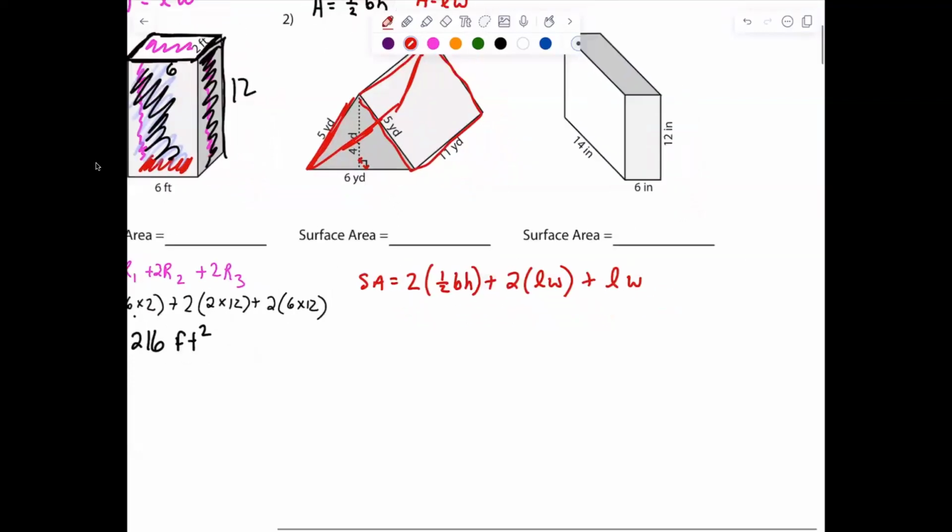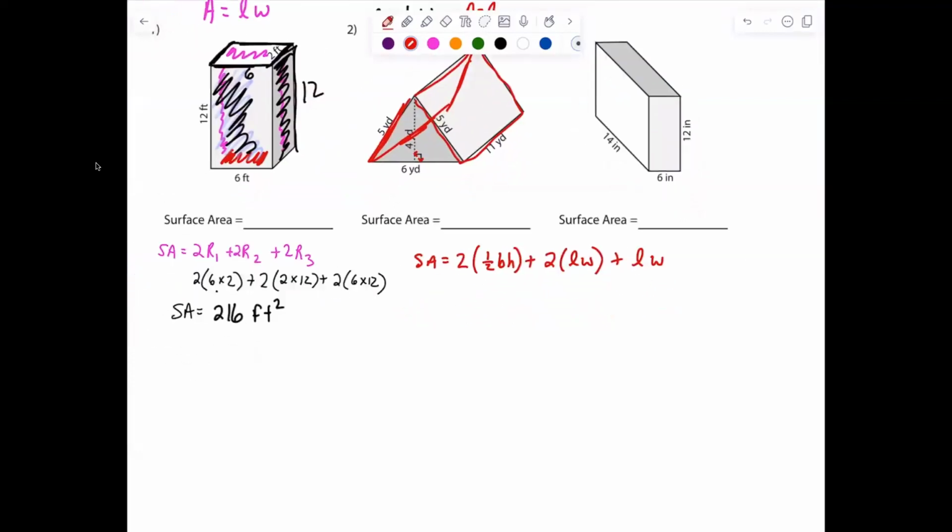All right, so now I need some help. What's the base and height of the triangle? 6 and what? Well, let me erase so you can see it better. What is the base and height of the triangle? 6 and 4. Thank you. So it's going to be 2 times 1/2 times 6 times 4, plus 2 times, what's the length and width of the rectangle? 11 and 5. Thank you very much. Plus 11 times 5, plus what's the length and width of the other rectangle?